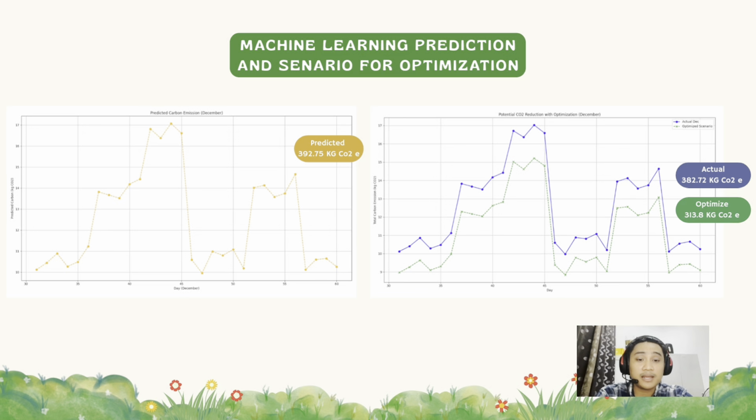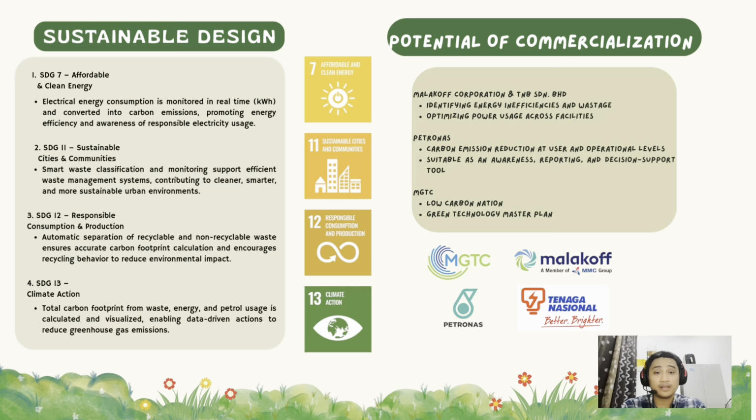This slide explains the sustainable design and commercialization potential of my project. First, the system supports several sustainable development goals. For SDG 7, energy consumption is monitored in real time and converted into carbon emissions to promote efficient electricity usage.